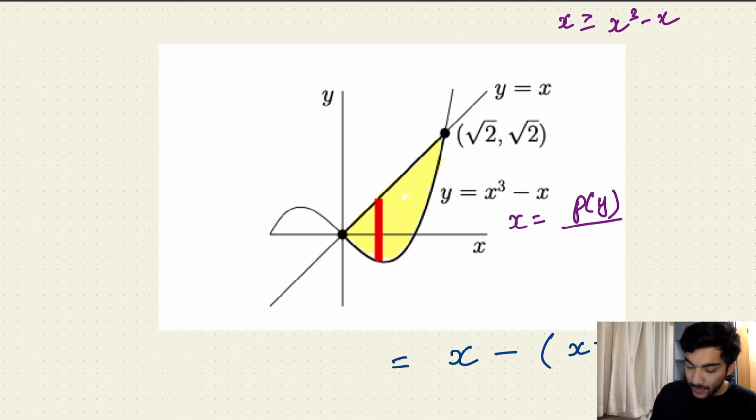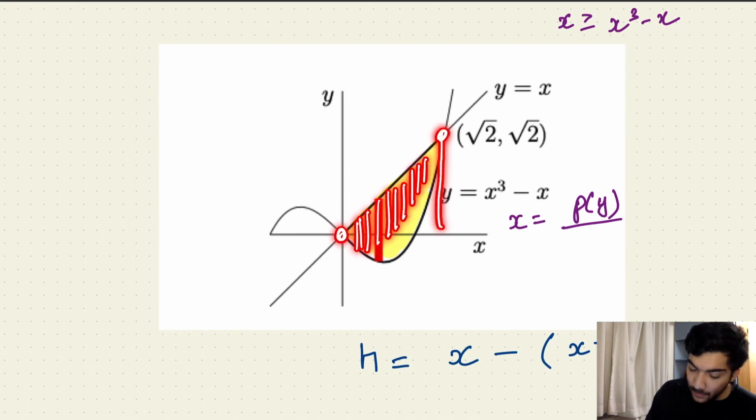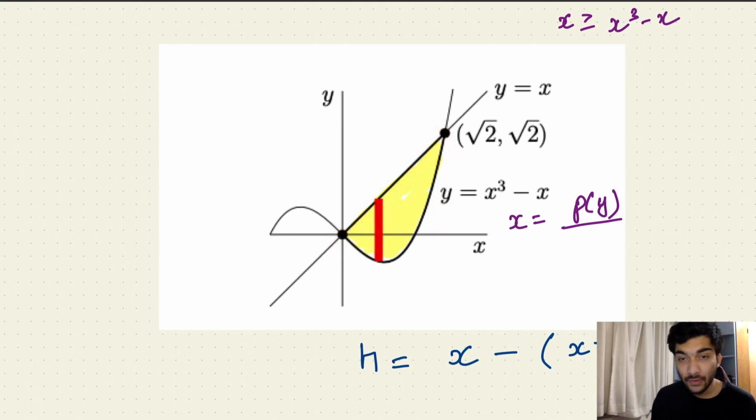Let's not represent it with y, let's represent it with h, so that it does not confuse us with the y notation. Now, since we have identified the height of our vertical strip, we know that we have to consider these vertical strips from x equals 0 to x equals root 2, right? If we keep on taking those vertical strips from x equals 0 to x equals root 2, we'll find the area under the curve, right?